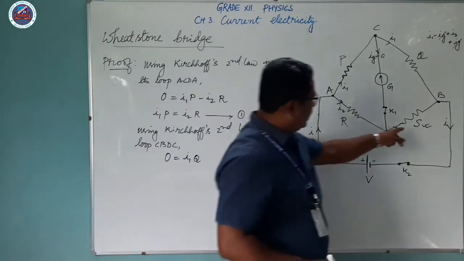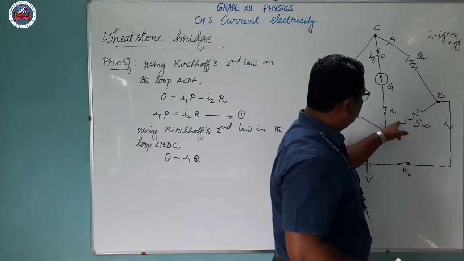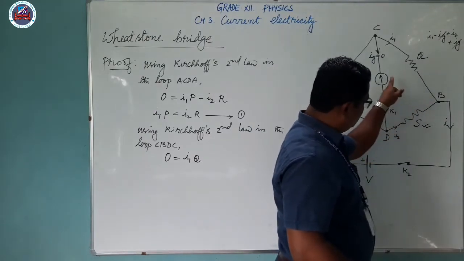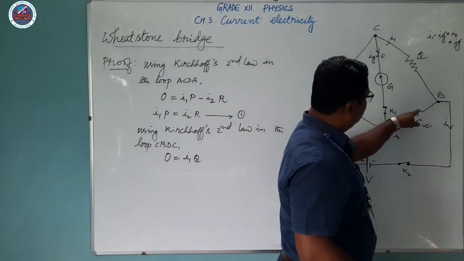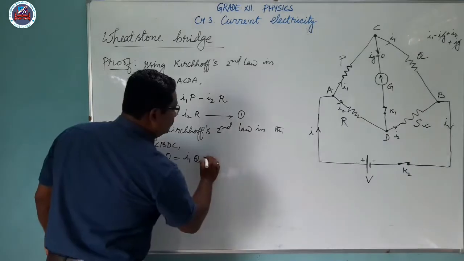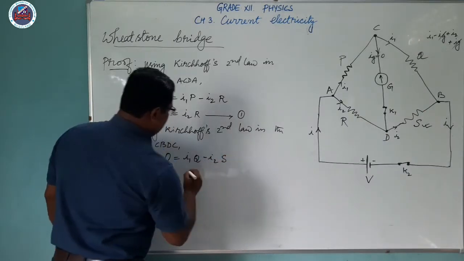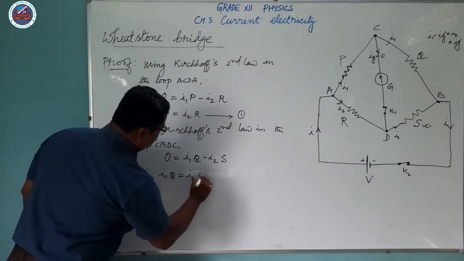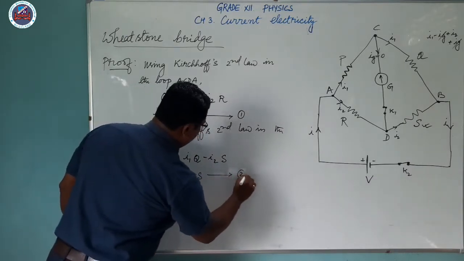and then if I come here, I can see that it is going in anti-clockwise direction in this loop, like this. That means it will go in the loop. You see here, that is I2S. From here I can get I1Q is equal to I2S. I'll mark this equation number 2.